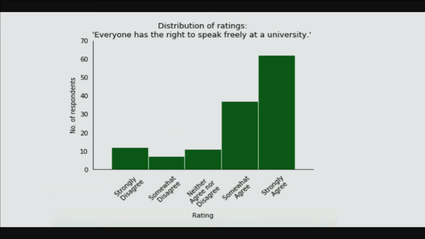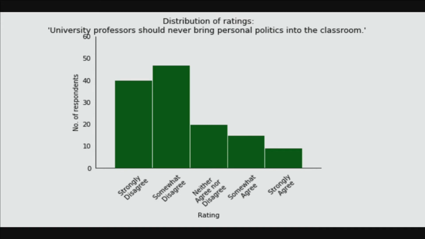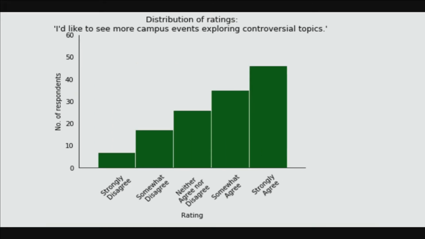Everyone has the right to speak freely at a university, so that also you can see is very strongly skewed to the right. This one is university professors should never bring personal politics into the classroom, and this is skewed strongly to the left. And the last one we asked is, I'd like to see more campus events exploring controversial topics, and that's almost like just a linear ramp up to the right. So interestingly, you see a distribution, so not everybody is agreeing or extremely on one extreme or the other, but it's sort of what you would expect from a Berkeley audience.